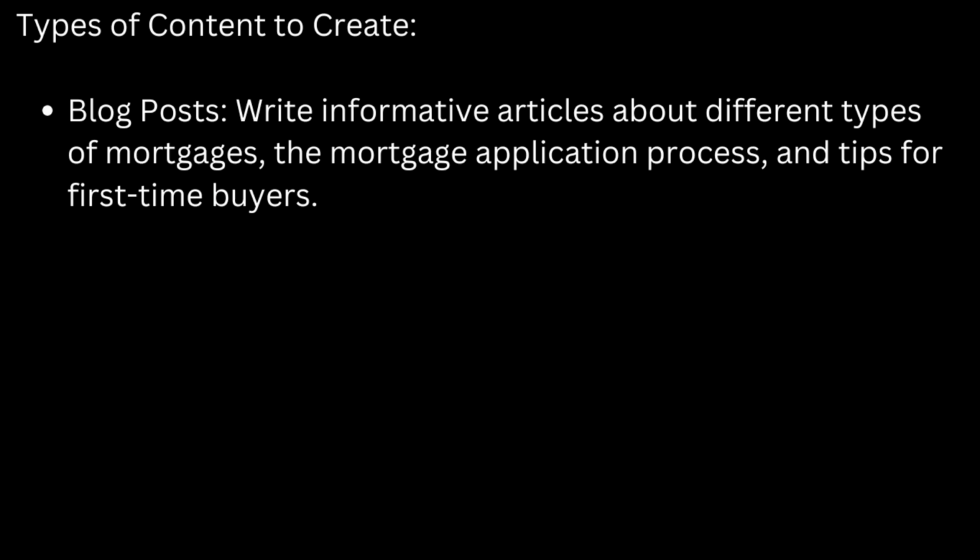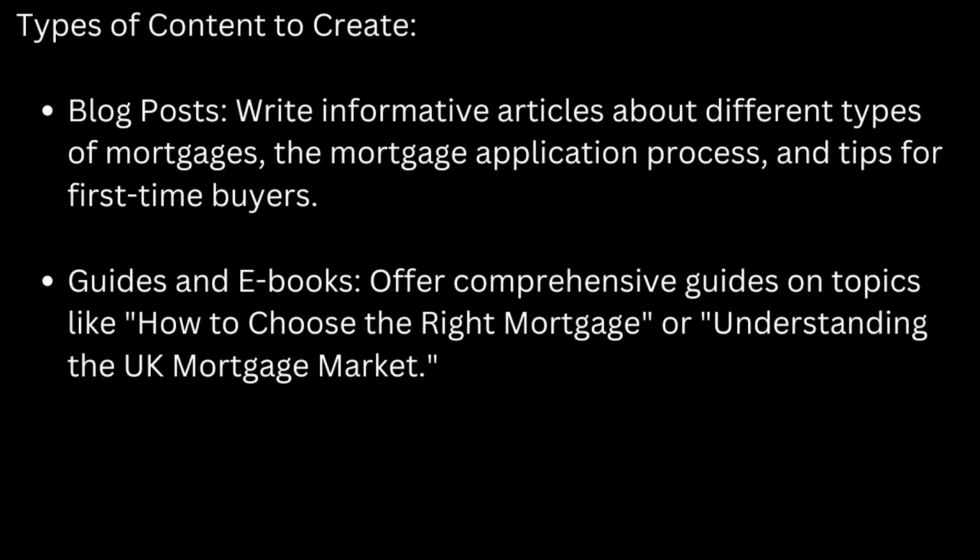But what are the types of content that you should be creating? The easiest one to do straight out the gate is blog posts. So write informative articles about different types of mortgages, the mortgage application process, tips for first-time buyers. These things are good, they're easy to do, they're low barrier to entry, and they can perform very well in search if done correctly.